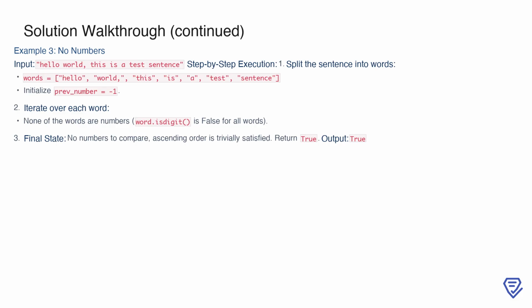Now, let's look at a case where the input sentence, "Hello world, this is a test sentence," contains no numbers at all. After splitting the sentence into words, we initialize prev_number to -1, just as before. As we iterate through the words, we check each one to see if it is a number using the isDigit method. In this case, none of the words, such as hello, world, or test, are numbers. Since there are no numbers in this sentence, there's nothing to compare. By definition, the absence of numbers means the condition of ascending order is trivially satisfied. Therefore, we return true as the output for this example.